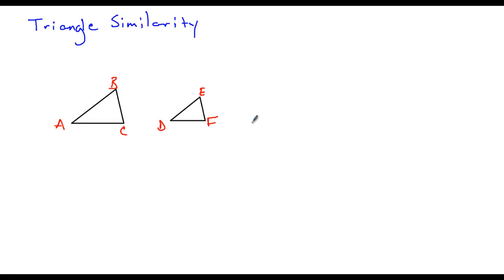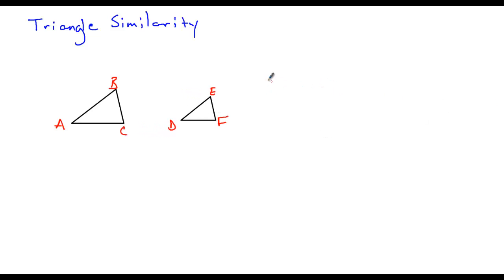So triangle DEF. I'm going to set this so that it all moves together. When I move this over here, angle D and angle A are congruent, angle F and angle C are congruent, and angle B and angle E are congruent.